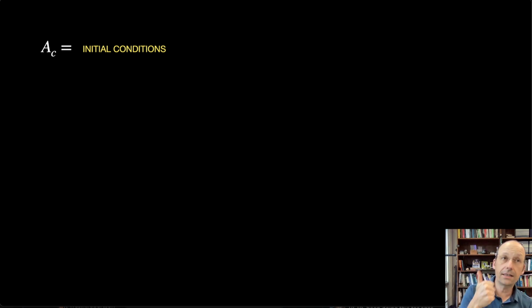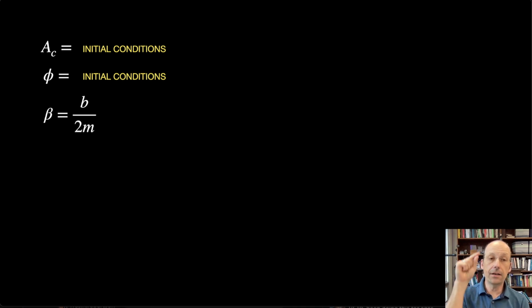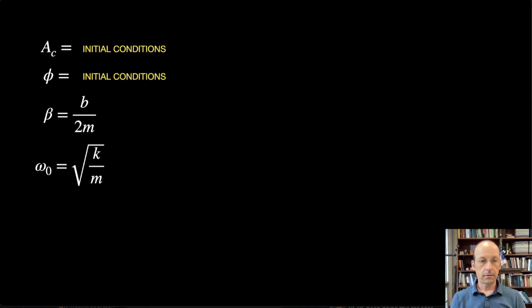So what is x at t equals 0? What's the velocity at t equals 0? And then we have phi, and that also is part of the characteristic solution. Again, that comes from the initial conditions. Then we have this beta term. Beta is b over 2m. b is the real drag coefficient, and m is the mass. And remember, we just put that in to make our differential equation a little bit easier. You don't actually have to do that. Omega naught squared also depends on the physical parameters. And again, we put that in there just to make our differential equation easier.